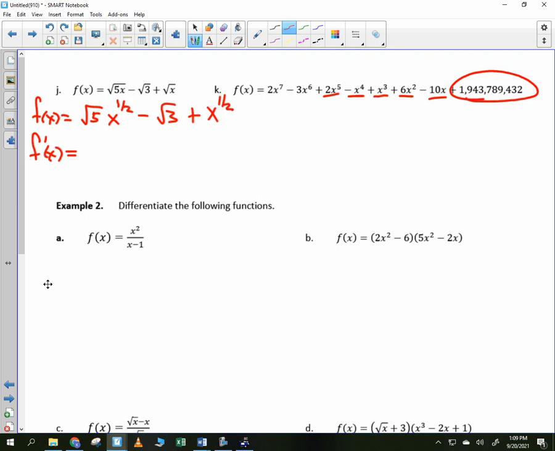Drop the 1/2 in front, right? It'll put a 2 in the bottom, but I'll raise 1/2 times the root of 5 times x to the negative 1/2. What's the derivative of the square root of 3? 0. Plus x to the 1/2. What's going to be the derivative of x to the 1/2? 1/2 x to the negative 1/2.